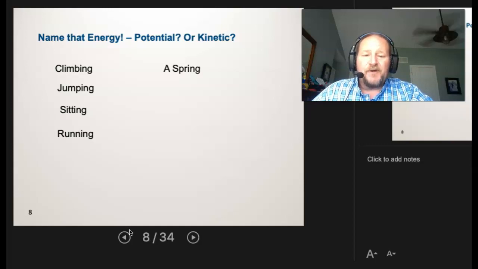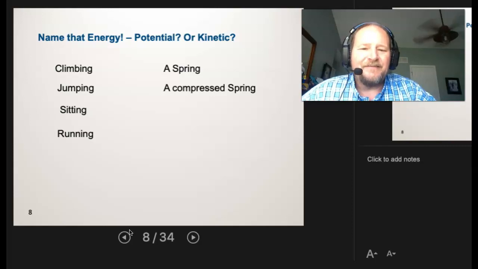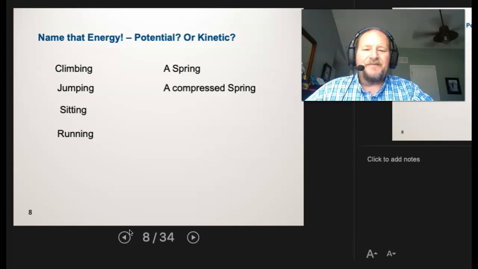Oh, what type of spring? That would be a good question, because is it a water spring? That would be kinetic. Is it a metal spring that's just a coil sitting there? Well, that could potentially be potential. So if it was a compressed spring, a metal coil spring that we've now compressed down, that is kinetic, correct? No, potential. Oh no, I'm confusing you.